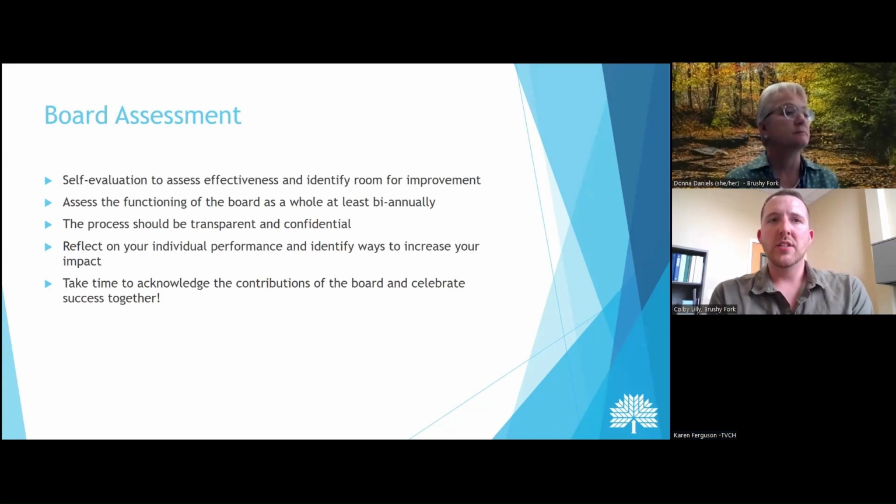And the self-evaluation is necessary for a few reasons. One is to assess the board's effectiveness and identify room for improvement. The process should be transparent and confidential, but it's a good idea for the board to review the tabulated results as a group to collaboratively design action steps that address weak areas. Additionally, board members may also be given the opportunity to reflect on their own performance and identify ways to increase their impact. And finally, don't forget to take the time to acknowledge the contributions of the board and celebrate success together.